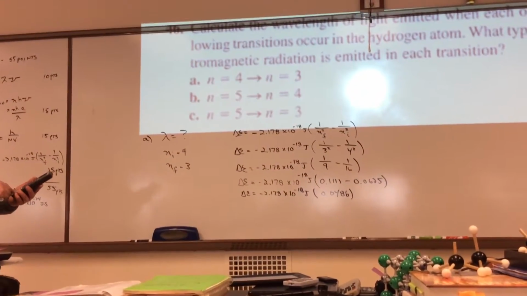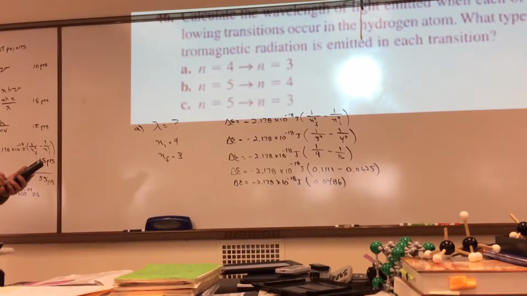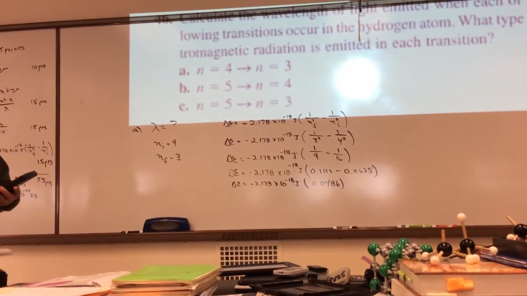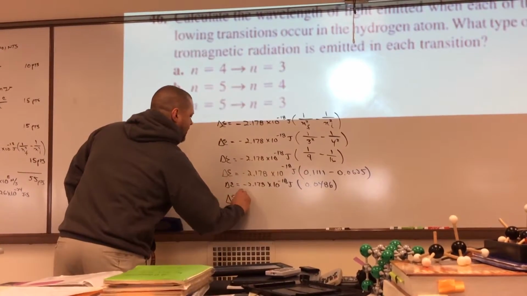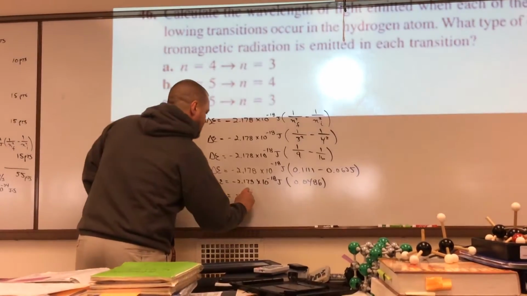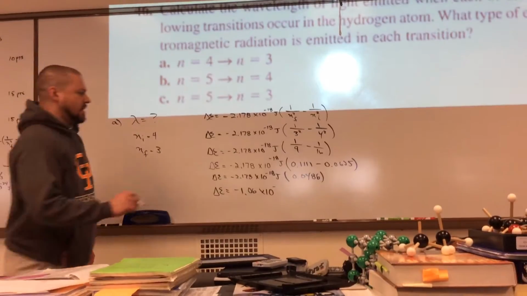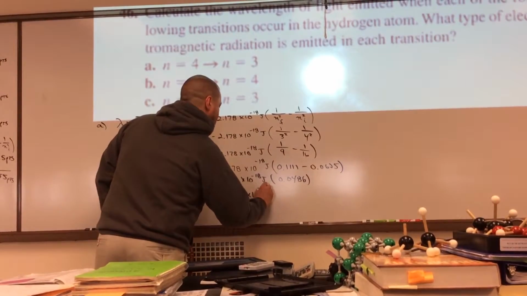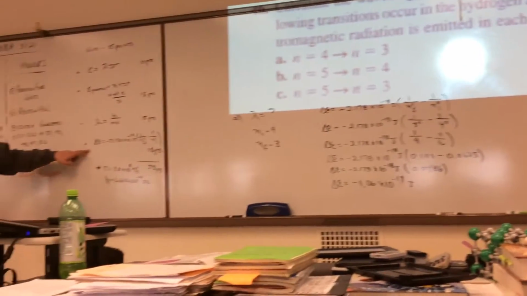Okay, so now I can multiply this out. Negative 2.178 times 10 to the negative 18 times 0.0486. And I get a negative sign because light's being emitted. Negative 1.06 times 10 to the negative 19th joules. Okay, so now I calculated delta E.